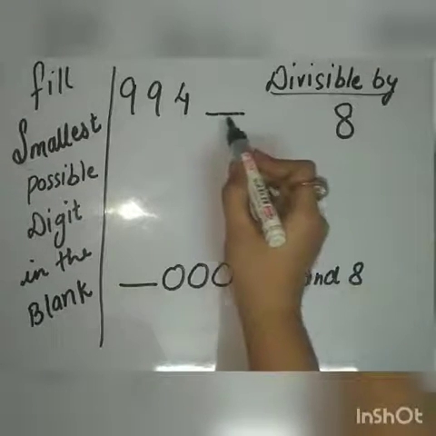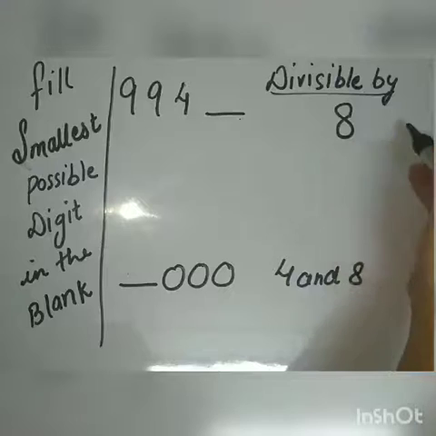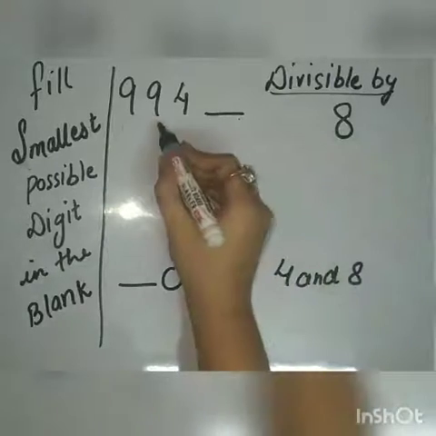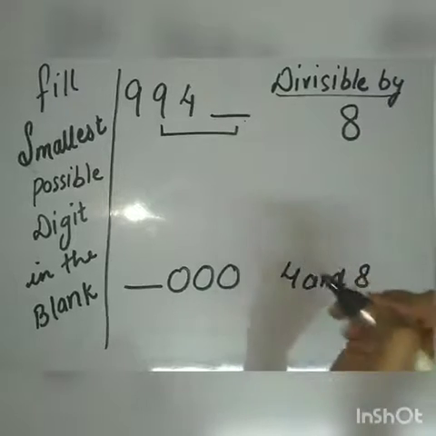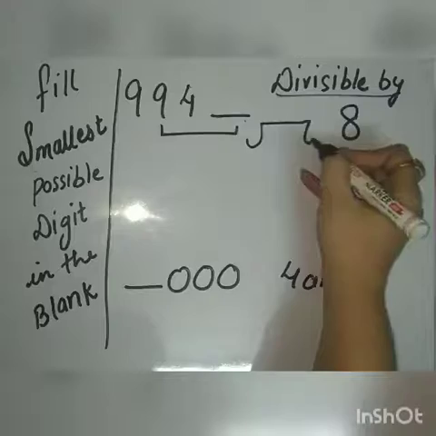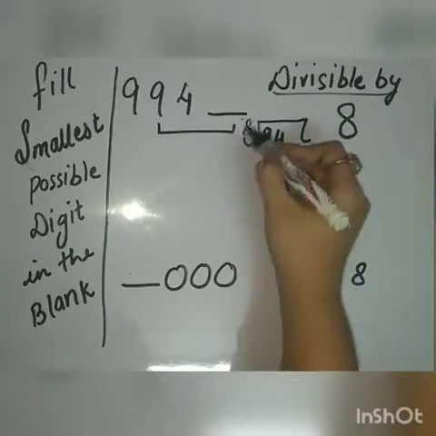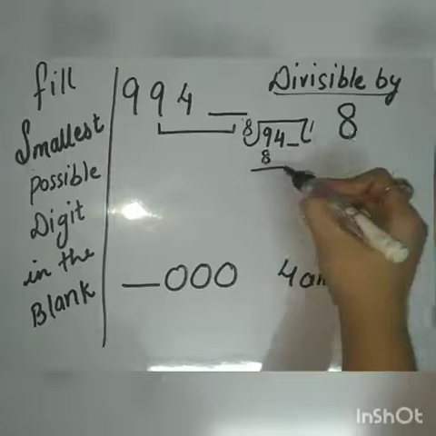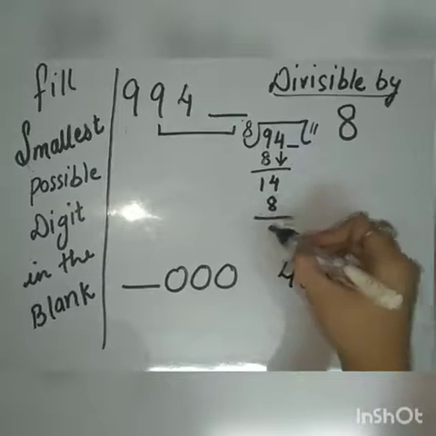Fill the smallest possible digit in the blank so that this number is completely divisible by 8. The condition of 8 is that the number formed by the last three digits must be divisible by 8. Let us divide 94 blank by 8. 8 ones are 8, 1, 4, 8 ones are 8, 6.